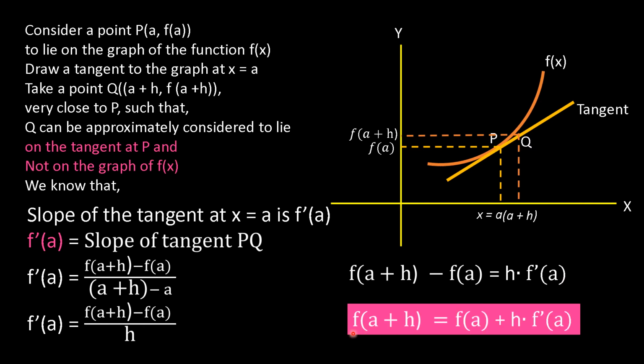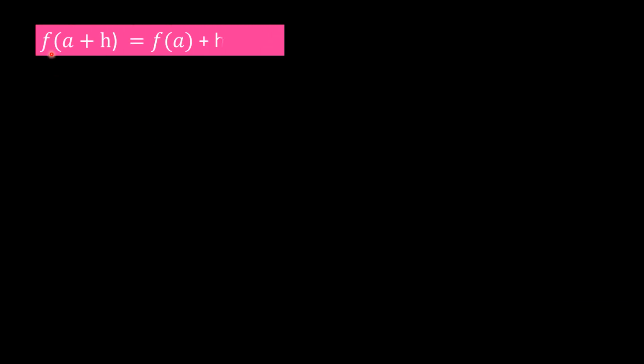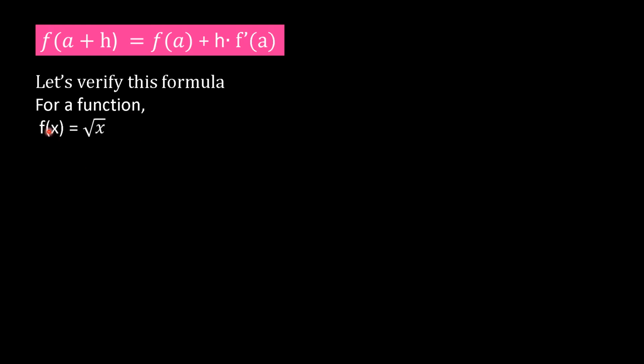That is, f of a plus h equals f(a) plus h f dash a. This is known as the estimation formula or the approximation formula. We have the estimation formula f of a plus h equals f(a) plus h f dash a. So let us verify this formula. For a function f(x) equals root x, f dash x is 1 divided by 2 root x.